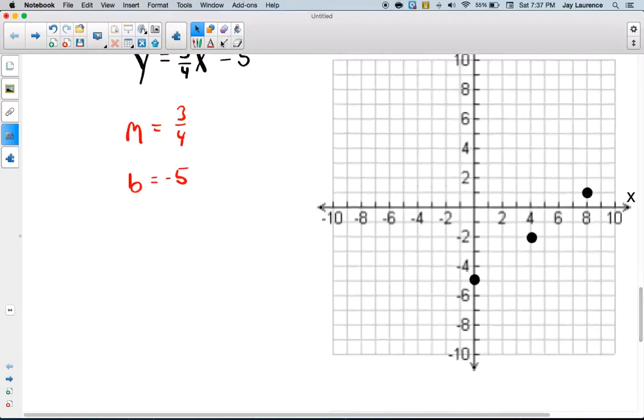I think I'm going to leave you to do that. I'll start at that fourth point. I'll go down 1, 2, 3, left 1, 2, 3, 4. That's where that fourth point would be. And sure enough, my line goes through all the points.